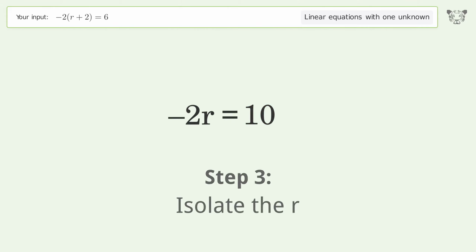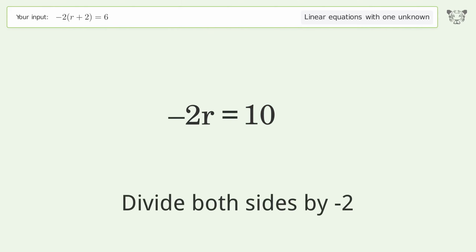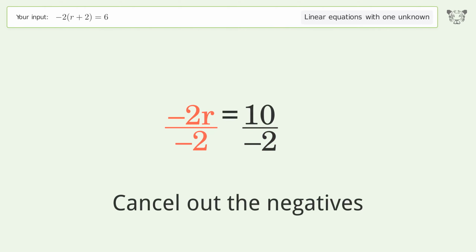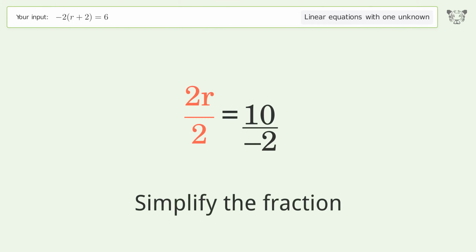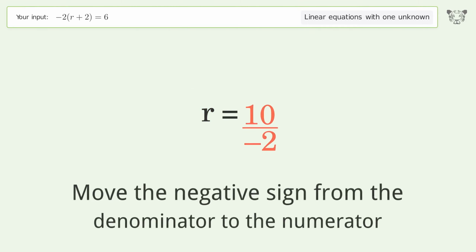Isolate the r. Divide both sides by -2. Cancel out the negatives. Simplify the fraction. Move the negative sign from the denominator to the numerator.